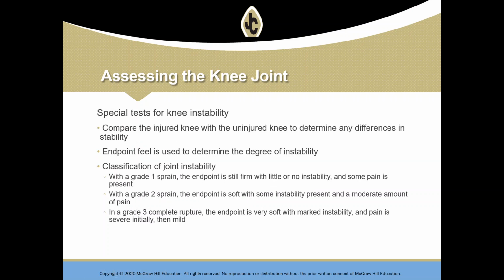Okay, special tests. There are several special tests we're going to talk about. We're always comparing the injured knee with the uninjured, obviously. We always look at the uninjured first, and then we look at the other knee to determine any differences. We want to look for an endpoint feel to use in determining the degree of instability.